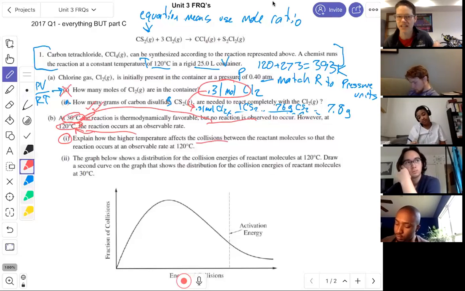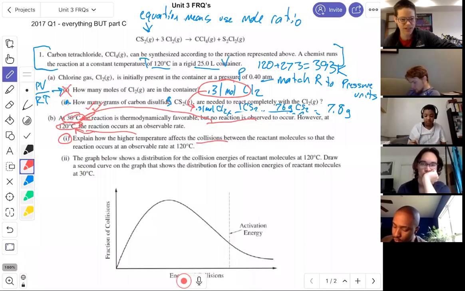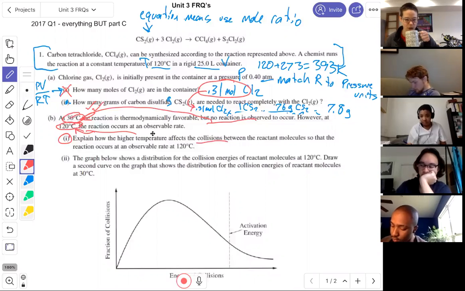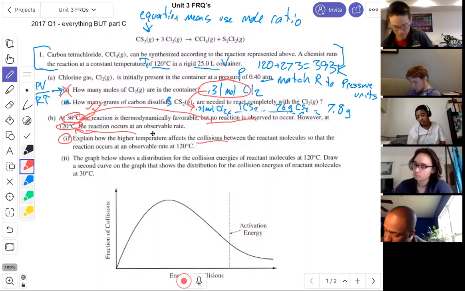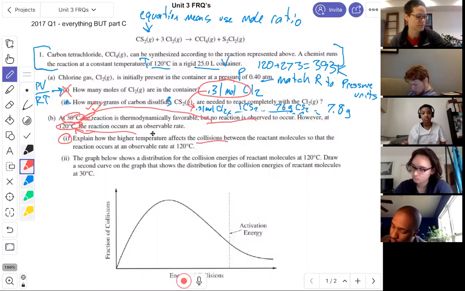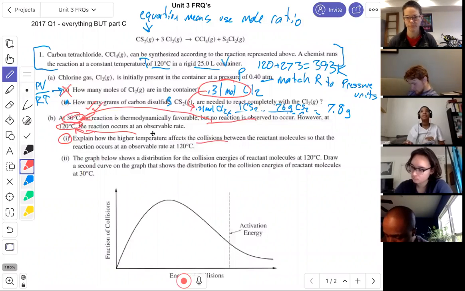And while we still don't necessarily have to write complete sentences, you do still need to make sure that your point is clear. Wait, but didn't last time we say something about how if they're moving too fast, they won't react with each other or something? No, they won't attract each other. You won't have intermolecular forces. Oh, okay.